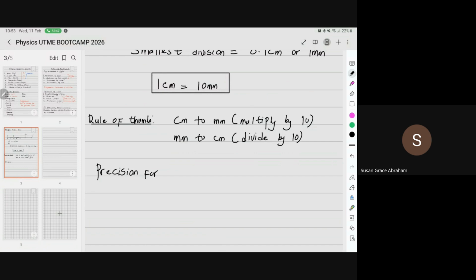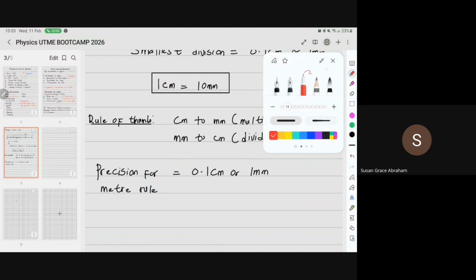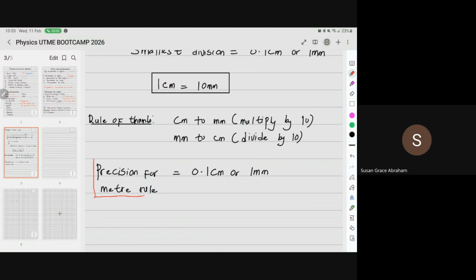So for a meter rule, we'll say that the precision for meter rule is equal to 0.1 centimeter or 1 millimeter. So that's what we have for our precision for meter rule. Does it make sense now?